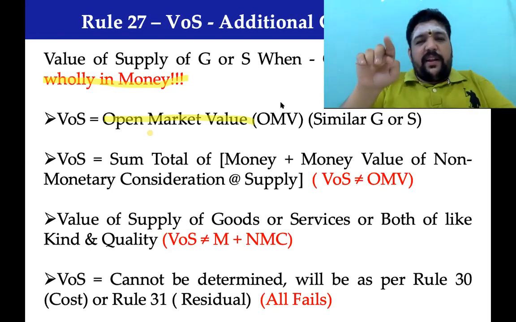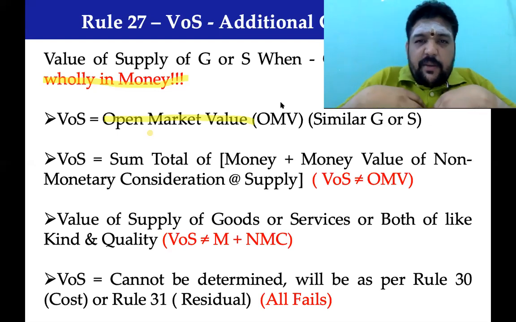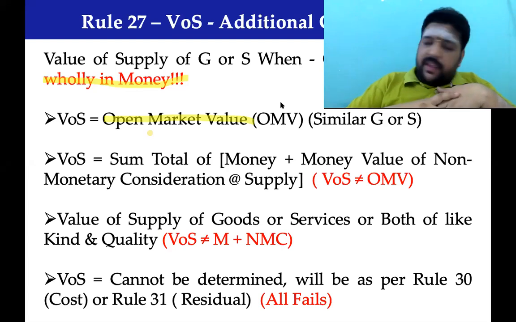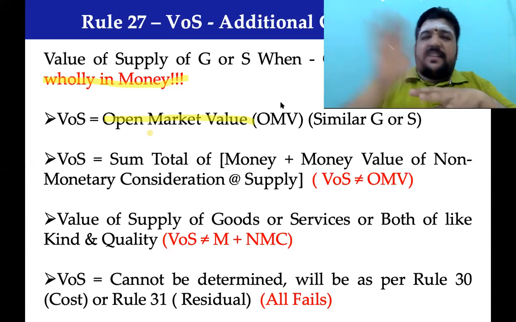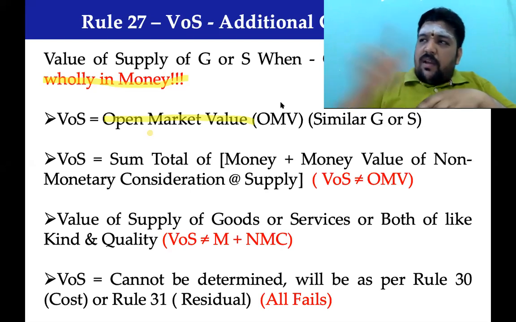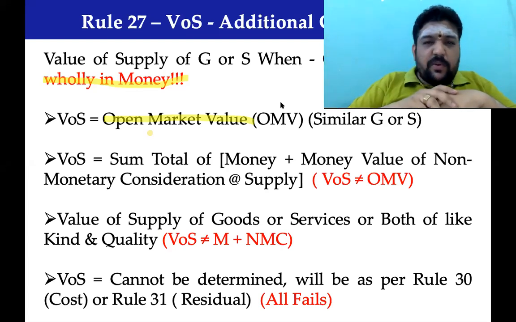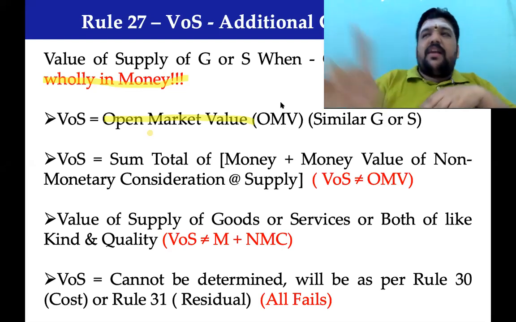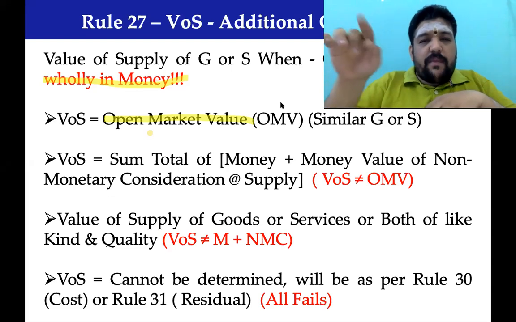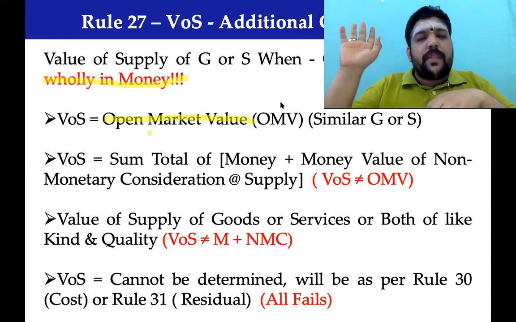You will come to rule 27. You will ask a fundamental question: have you sold a similar laptop? Yes, sir. When you sold yesterday, what price? 75,000. Has he settled the entire 75,000 in money? Yes. That 75,000 you sold yesterday becomes the OMV, open market value.